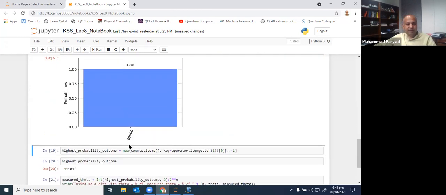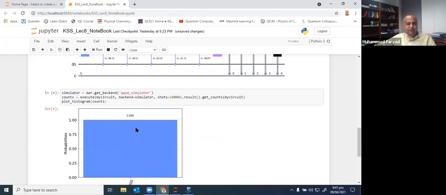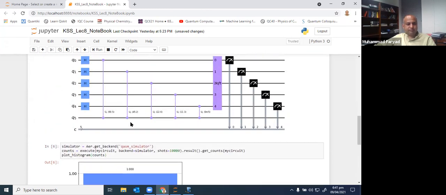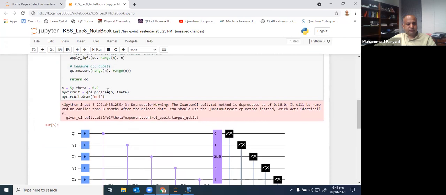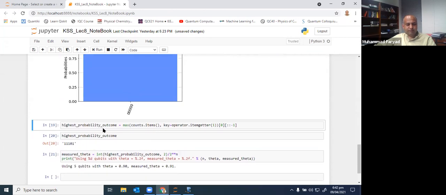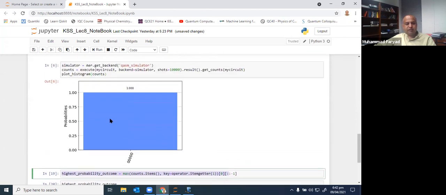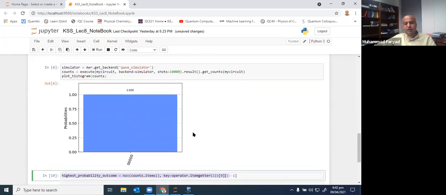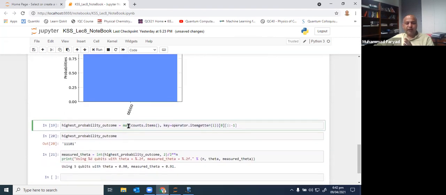And you see, I measured the 000 state, which means that with probability one. And here, this is a command that we will sometimes need when there are a lot of histograms and you can't see which one you want to get. So you can use this to find the maximum one. Here there's only one, so it will be the 000 that is coming out anyway.